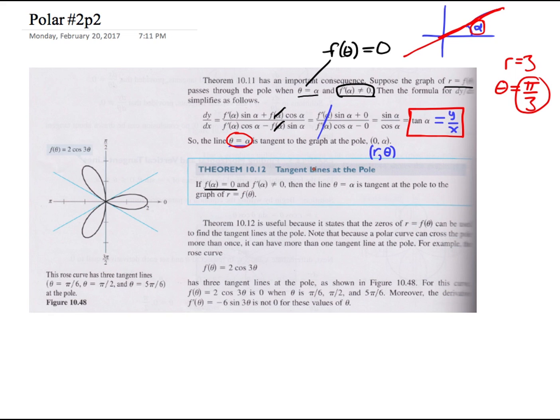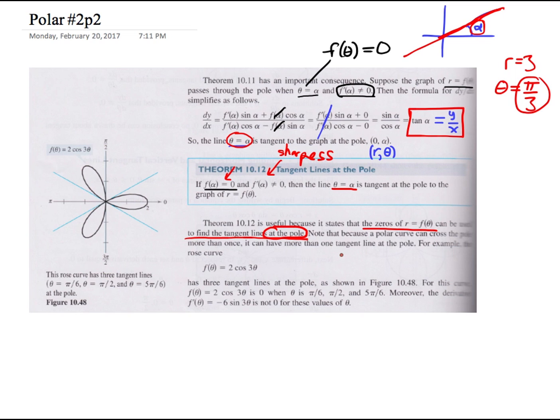Okay, so now let's actually talk about where the theorem is useful, where you'll need it in your assignment, for instance. So if it goes through the pole, that's what this condition says, and this condition says there's no sharpness at the pole, basically. No sharp corner or cuspness like in that last example. Then theta equals whatever the angle is tangent at that spot. So it says this is useful because it shows that the zeros of a polar function can be used to find the tangent line at the pole.